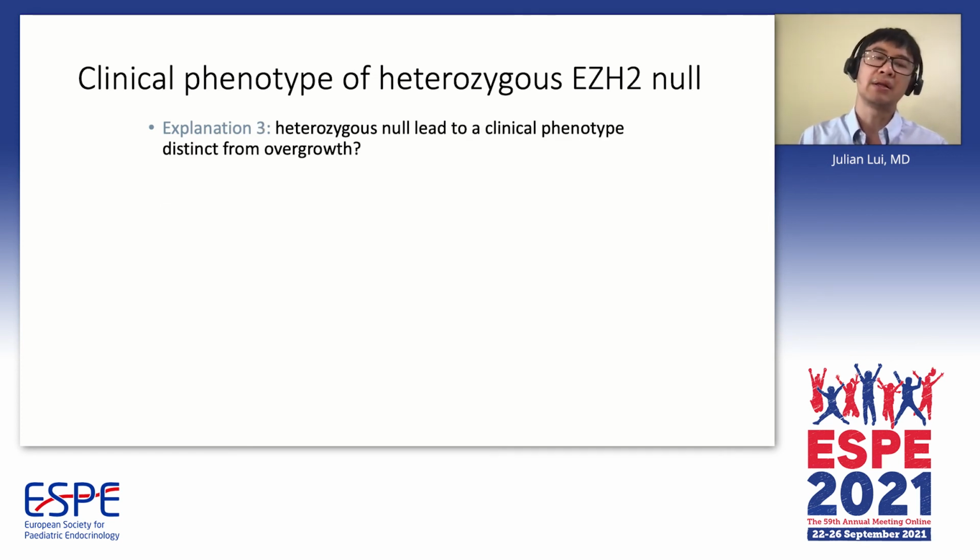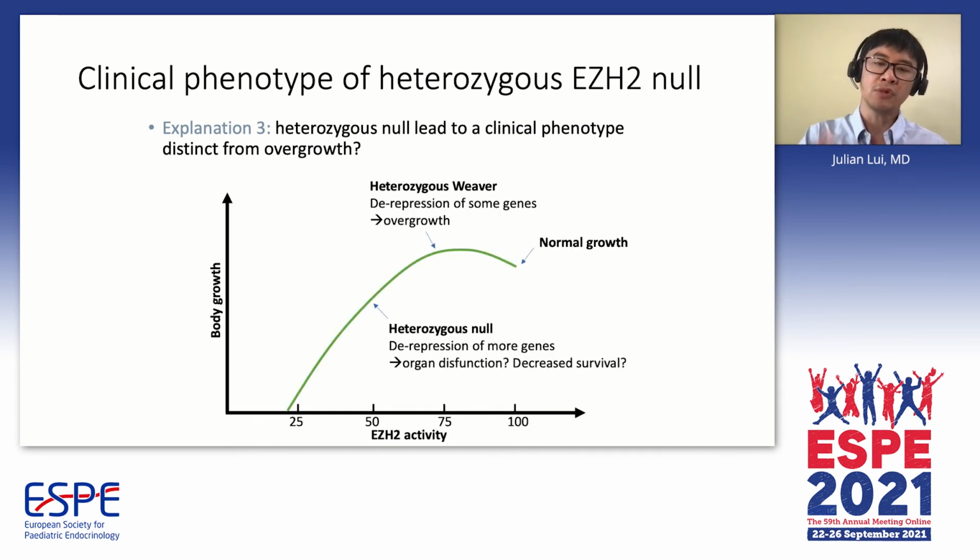And so we think the most likely explanation is that the heterozygous null mutation of EZH2 leads to a clinical phenotype that is distinct from overgrowth. If you look at this chart, we think the heterozygous Weaver mutation, which is a hypomorphic mutation, leads to decreased EZH2 activity, and that leads to the repression of some genes, presumably growth promoting genes. Therefore, it gives you overgrowth.